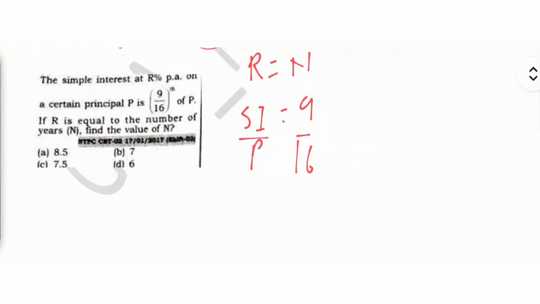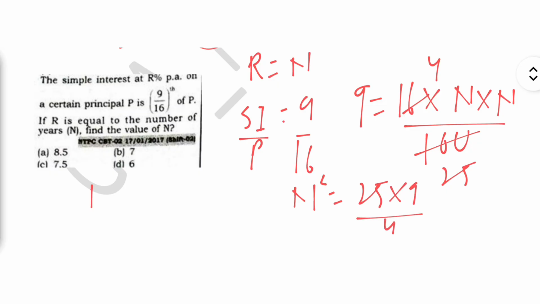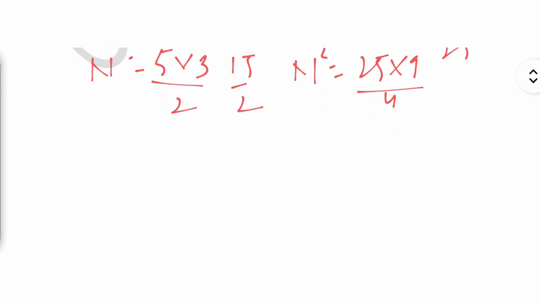What is the formula that we know for simple interest? Simple interest, that is 9 P by 16, equals P into t, the value we have to find, which is n, and r, which is also given as n, upon 100. So this is nothing but 4 4s are 4, 25s are 25. So n square is 25 into 9 upon 4. Your n is, when you take the square root, 5 into 3 upon 2, which is 15 by 2, which is 7.5. Same as the previous one.